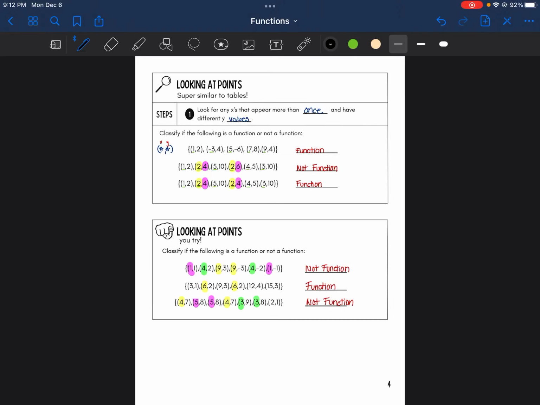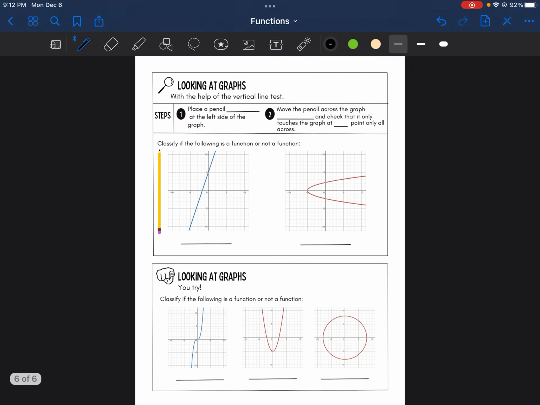Welcome back, mathematicians. So hopefully you gave the looking at points you try section a try. Here are my answers. Take a pause if you want to look at them, but if not, I will be moving on to the next and final section. I know that it's been a little bit long, but hopefully it hasn't been too hard.